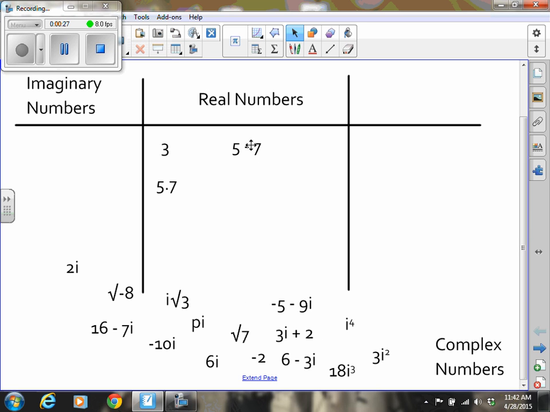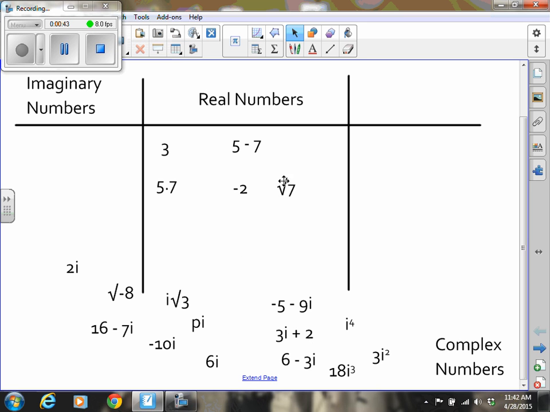If I had the quantity 5 minus 7, in my head I can do that math and get an answer of negative 2. That's a real number. That's an integer. It's a negative number, but it is a real number. Negative 2 is an example of a real number, like we just said.